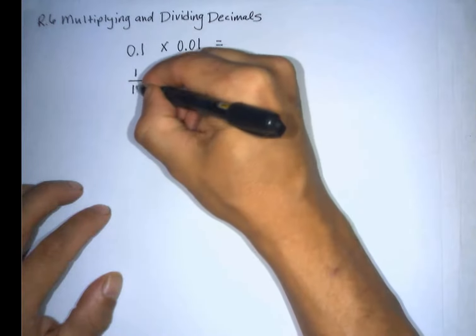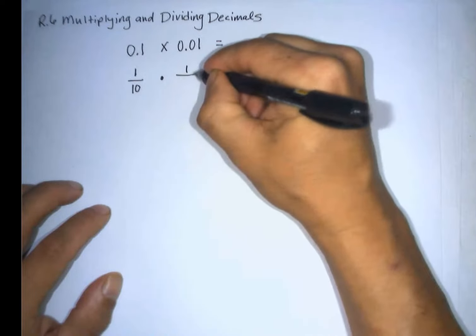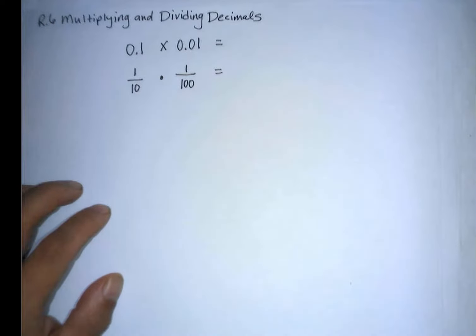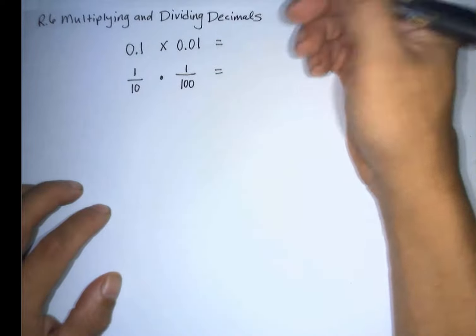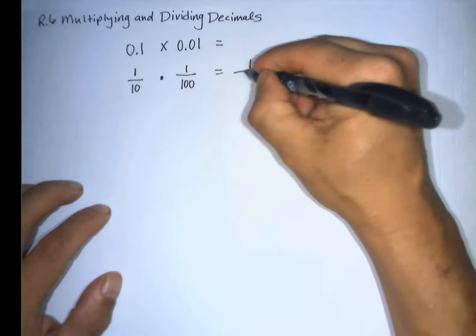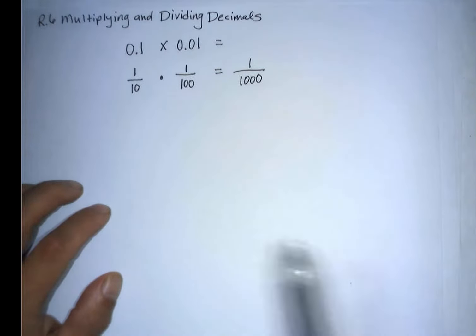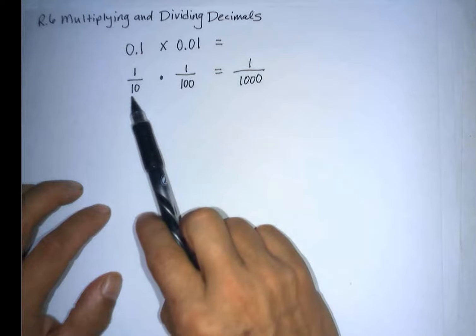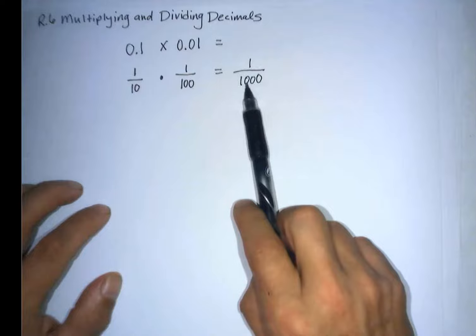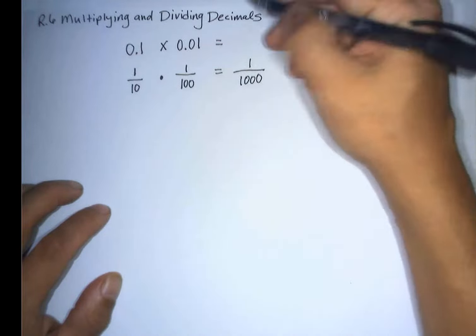1/10 as a fraction is this, and we're going to multiply that by 1/100th. And if you remember, when you multiply fractions, you just multiply straight across the numerator and denominator. 1 times 1 is 1, and 10 times 100 is 1,000th. Okay, so things to note here is that there's 1 zero and 2 zeros there, and the result is 3 zeros. And if we take 1,000th and convert it back to a decimal, we get this.